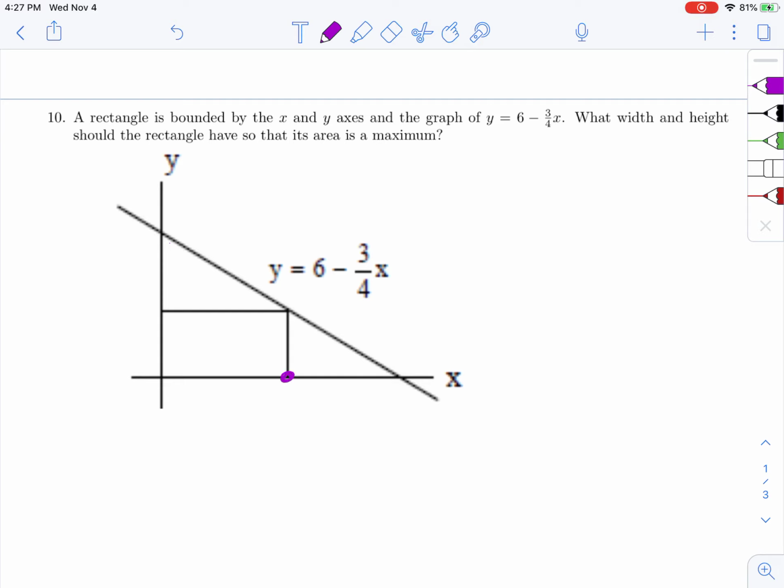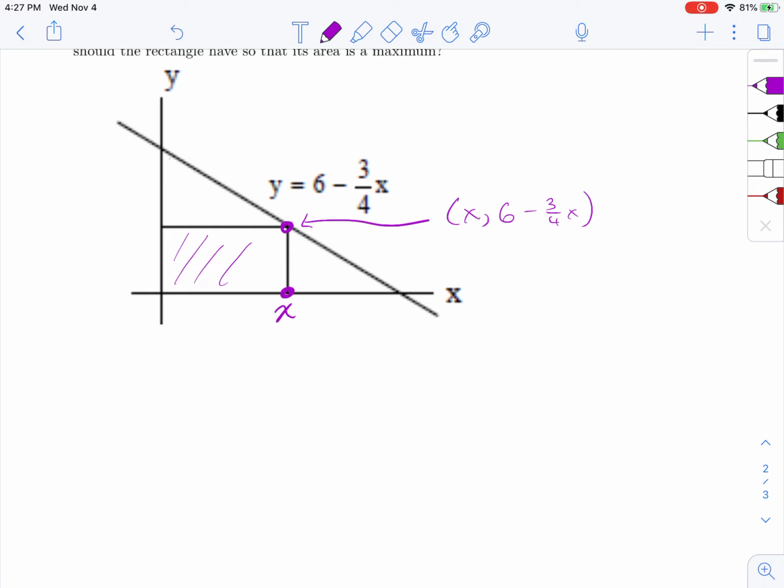Now, if I pick this and I just call this x, then this point up here is going to have coordinates x, and the y coordinate is going to be 6 minus 3/4 x. And the area of this thing is just going to be the width times the height. Well, the width is x, and the height is this length, which is 6 minus 3/4 x. So distribute that out, you get 6x minus 3/4 x squared. And that's what you want to take the derivative of and set equal to 0.